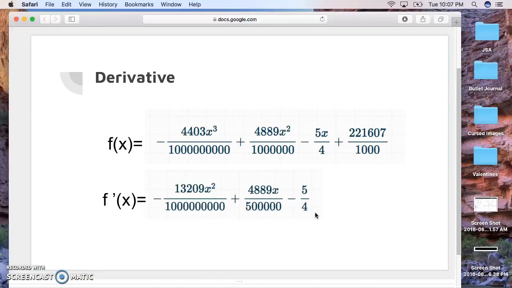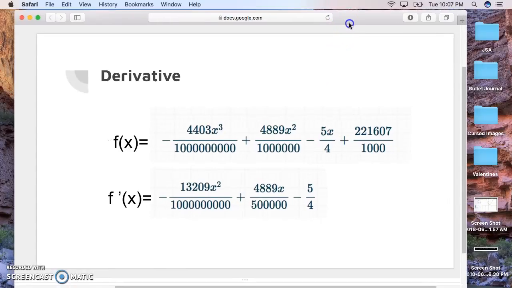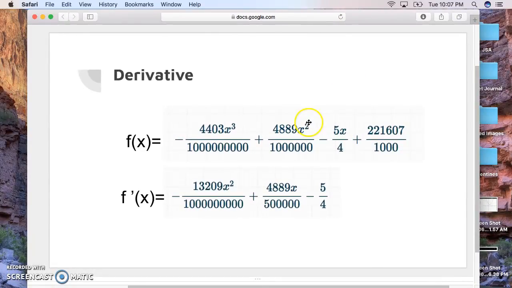So next, we have our derivative, and the derivative was found using the traditional method. Here we have our first equation, and here we have the derivative. As you can see, we're losing the constant, and we're scaling down all of the factors of x. And again, this will be used in our arc length formula.